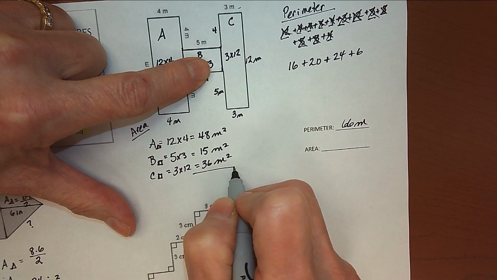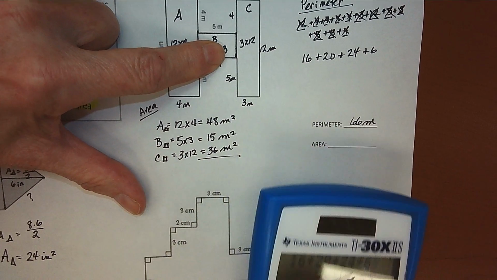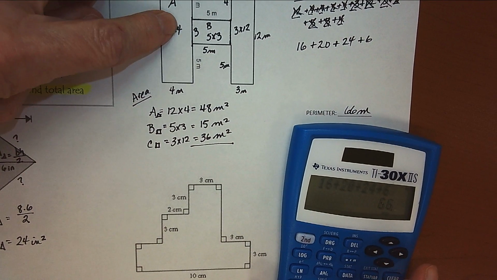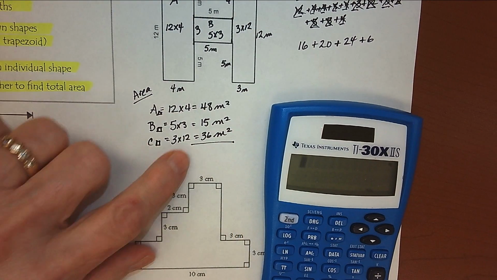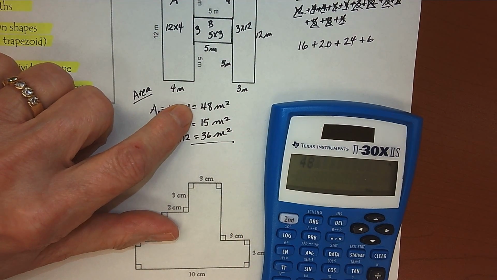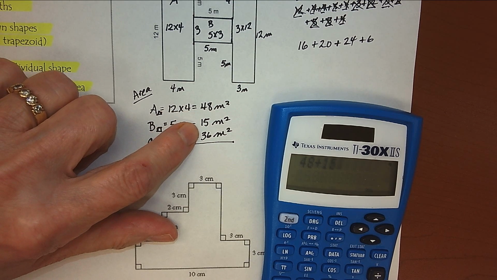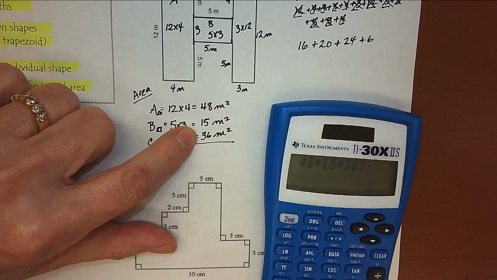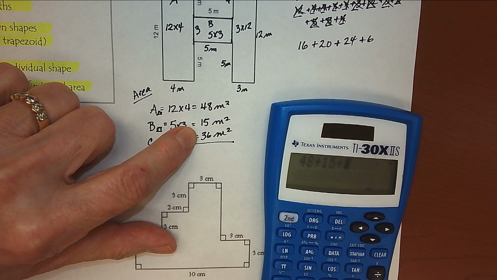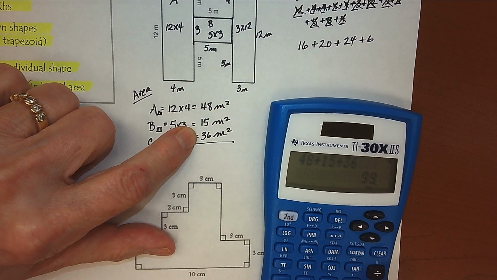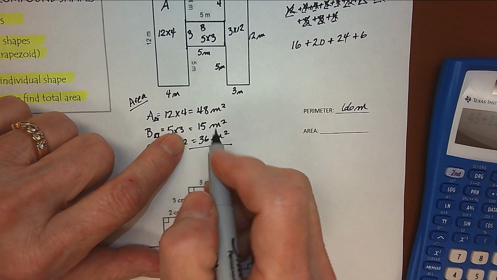So I'm going to add those 3 up, and that will be my total area. Total area is A plus B plus C. Alrighty, so we have 48 plus 15 plus 36. And we get 99 meters squared for the total.